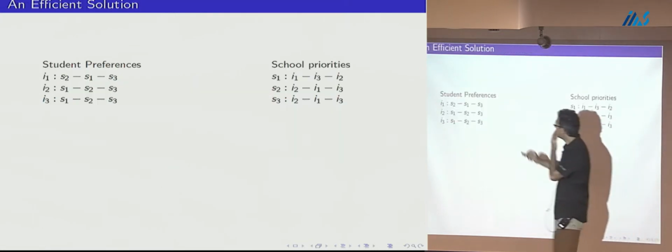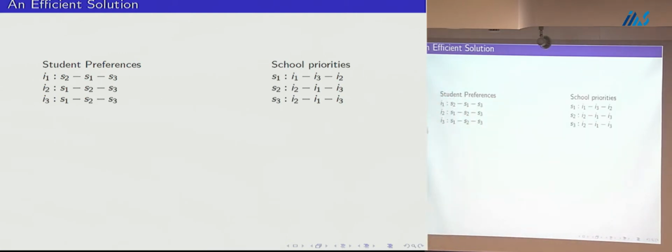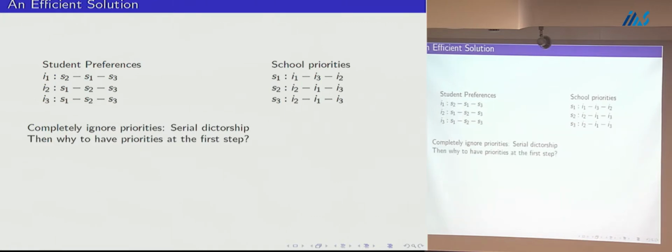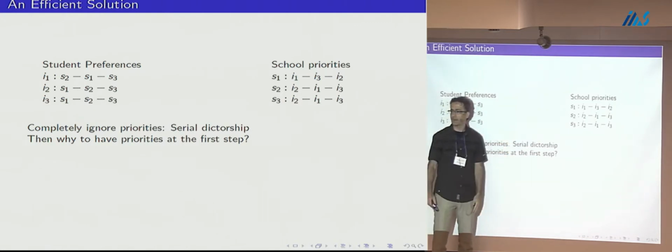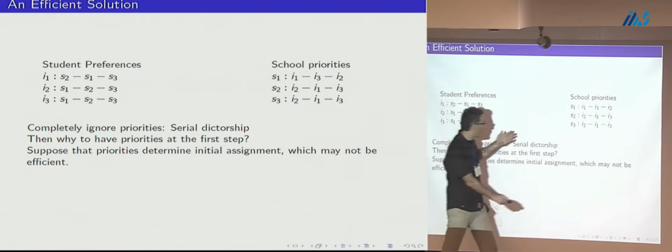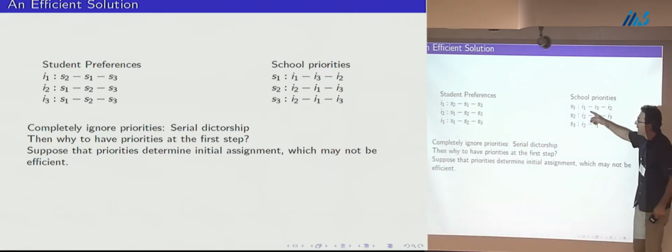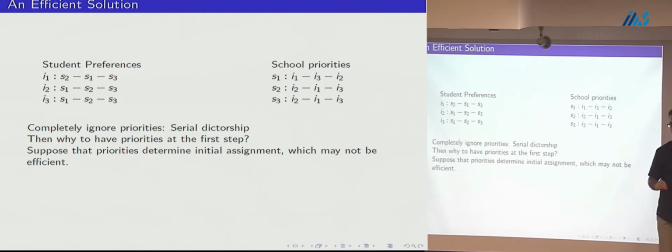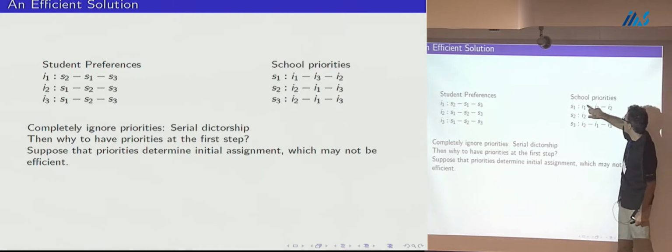Now, let's talk about an efficient solution on this example again. Let's completely ignore priorities. If we ignore priorities, we know a serial dictatorship would allocate schools efficiently. But then, why do we have priorities at the first step? Well, one way, it's really about interpretation. One way of interpreting priorities is they may actually determine the initial assignment. In this example, student 1 might get a seat at school 1, and student 2 might get a seat at school 2, and another seat at school 3.